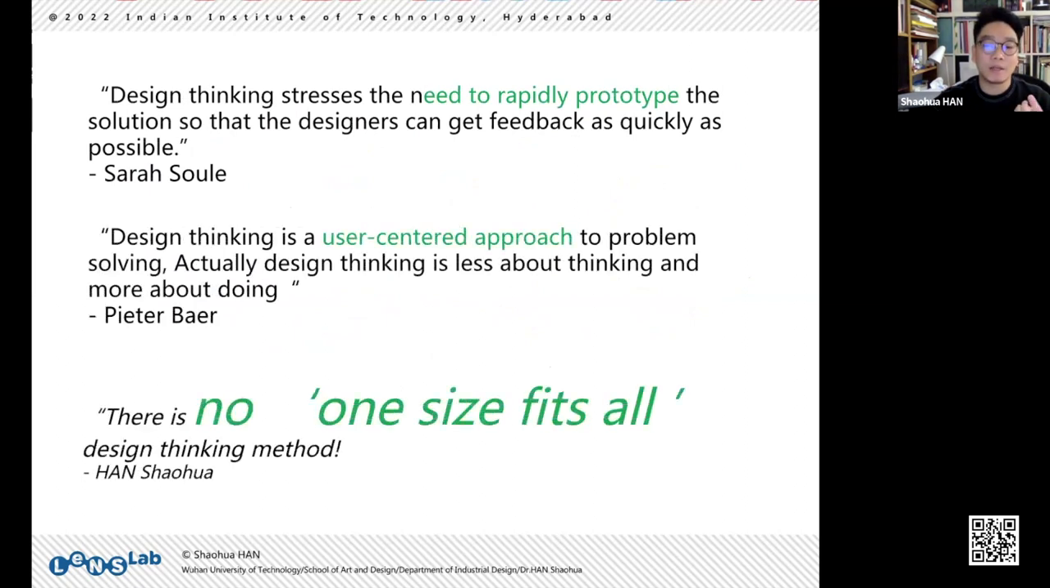That's the way we do design, or we do service design, or sustainable service design, or sustainable design thinking, right? So design thinking stresses the need to rapidly prototype the solution so that designers can get feedback as quickly as possible.